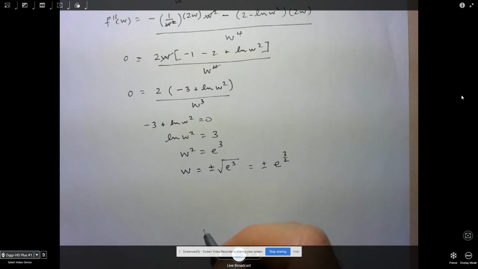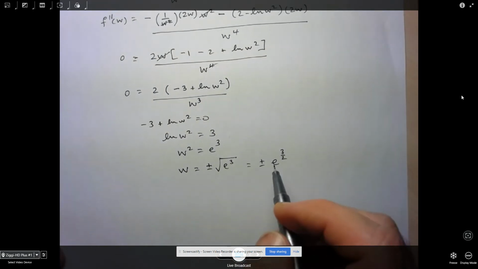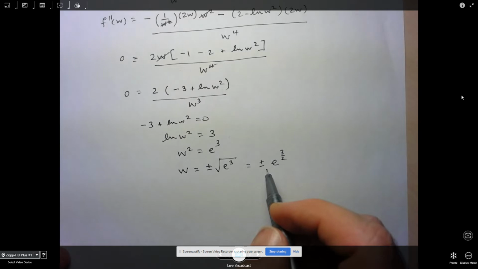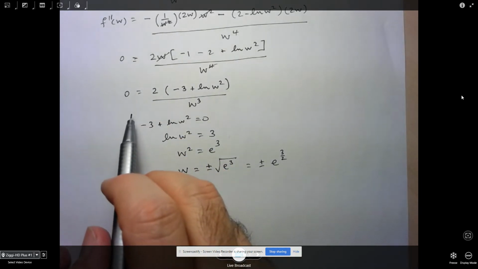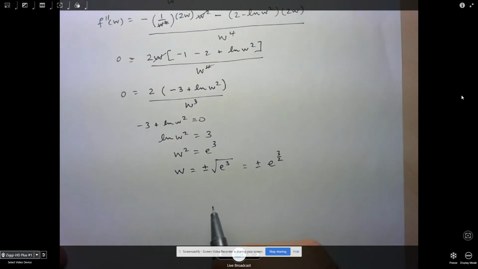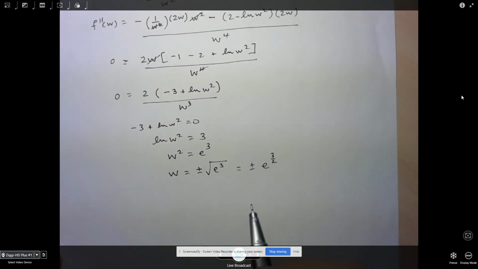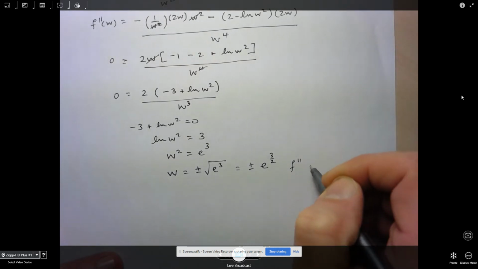Which I think is going to make it easier to actually find my y values. Now, all we've done is determine the w values that make the second derivative equal to 0. I still haven't proven that these correspond to points of inflection. I have to check the sign of the second derivative. Okay, so I'll do that here.